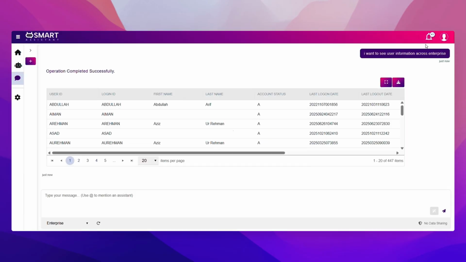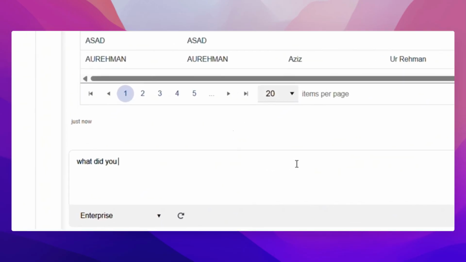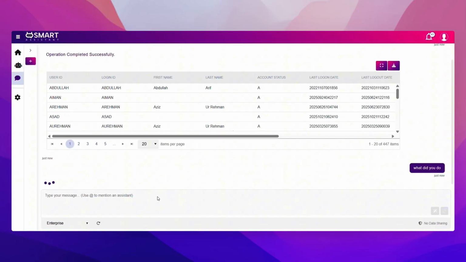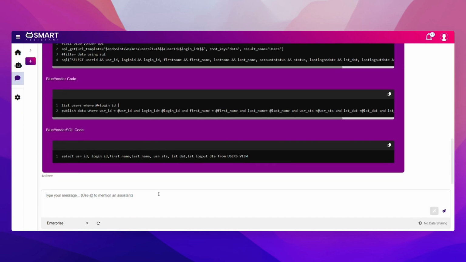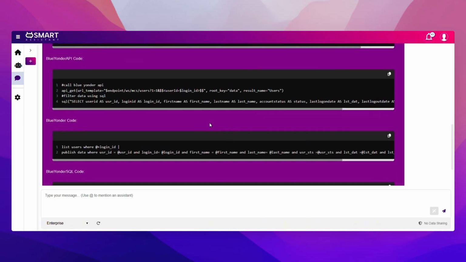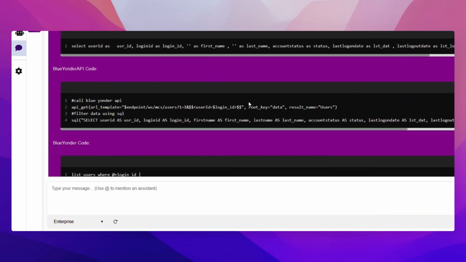To ensure full transparency and validity, users have the opportunity to see the exact source code executed on each system for this query. Right now, we're looking at the Mocha script that's running on Blue Yonder, the Python script to invoke Blue Yonder's APIs, and the SQL executed on Snowflake.